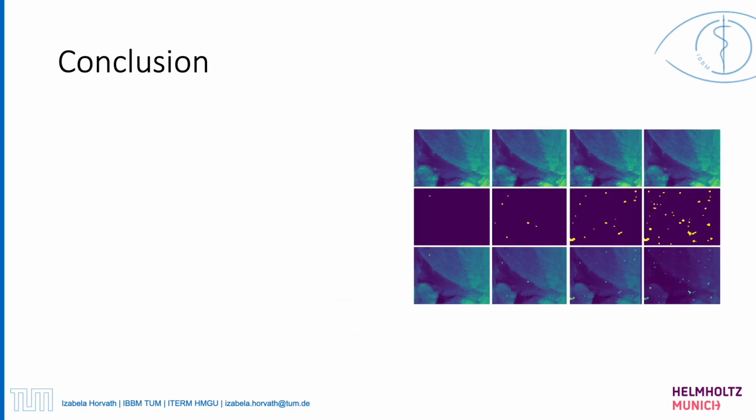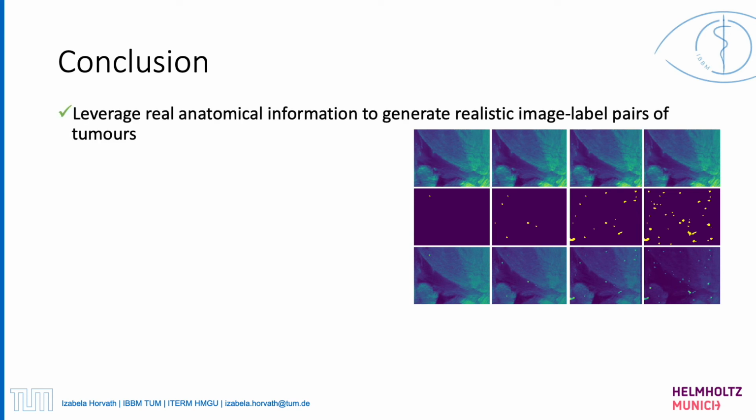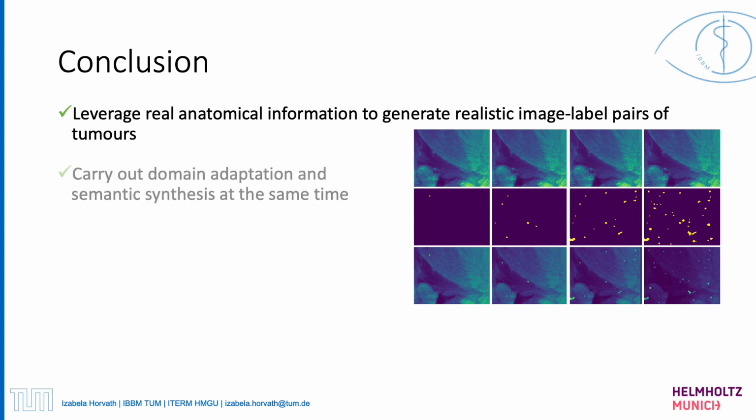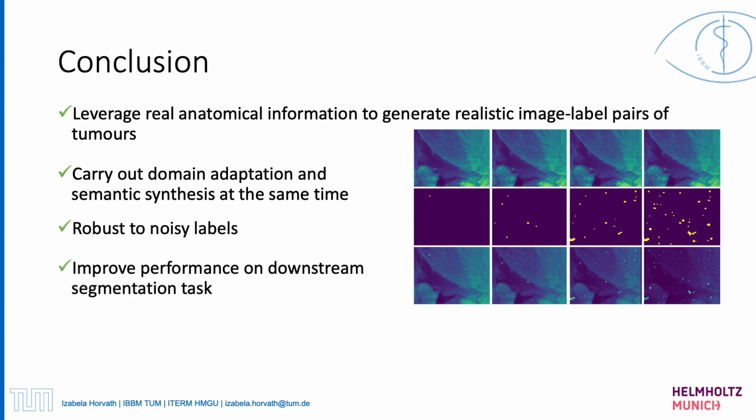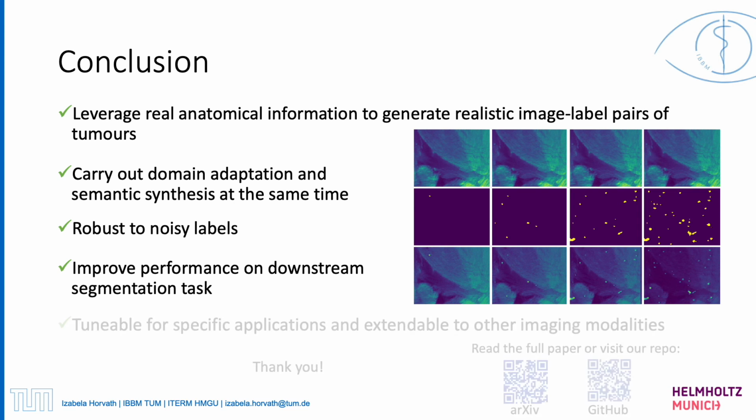In conclusion, we introduce METGAN, a novel generative method which is able to leverage real anatomical information to generate realistic image label pairs of tumors that are superior to other methods from a qualitative and quantitative point of view. We are able to carry out domain adaptation and semantic synthesis at the same time in a way that is robust to noisy labels. The generated data allows us to improve the segmentation performance on the downstream task and can be tuned for corner cases where the original segmentation network fails.